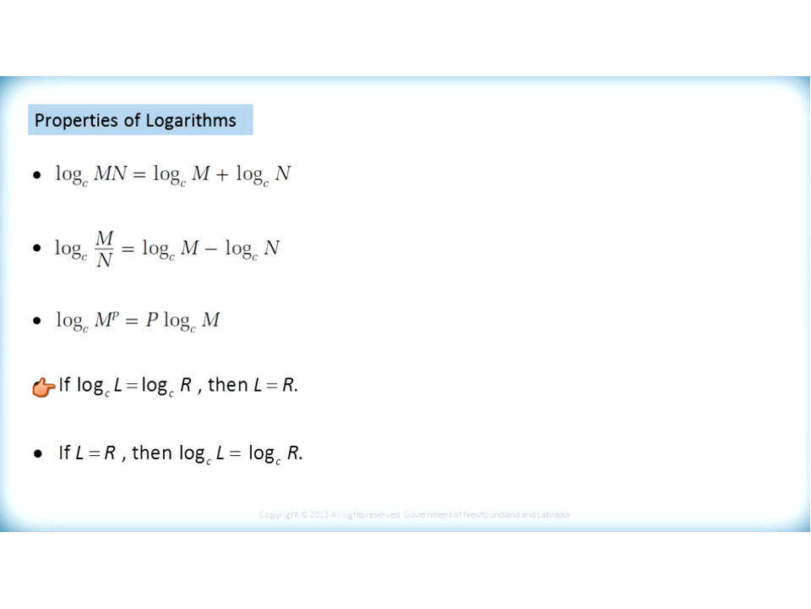As well, if the log of L is equal to the log of R with the same base of C, then we can conclude that L is equal to R. If we have L equal to R, then we can take the log of both sides of that equation so that the log of L to base C is equal to the log of R to base C.